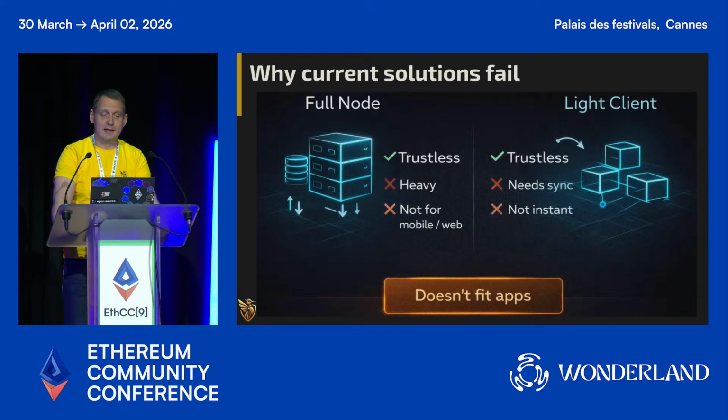On the other side, we have light clients. They reduce the resource requirements, but they still need to synchronize. They still need to stay up to date. They still consume bandwidth, and if they're offline, they need to catch up before they can be trusted again. So again, technically correct, but not practical. And that leads us to an important conclusion. The ecosystem did not choose RPC by accident. It was forced into it because it's the only approach that is simple, fast, always available, even though it requires trust. So we didn't choose trust, we accepted it because the alternatives just didn't fit.